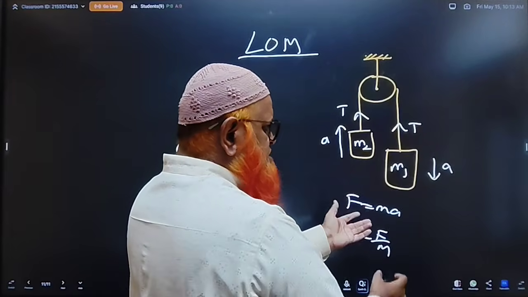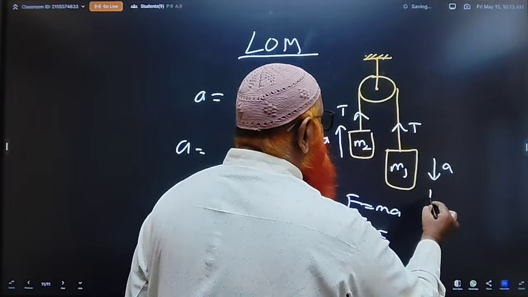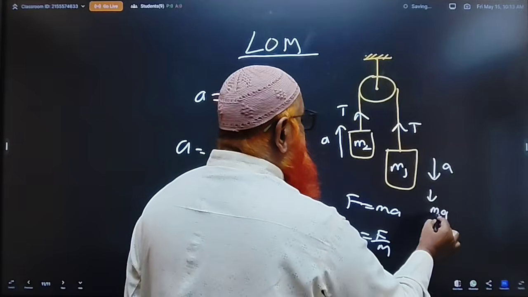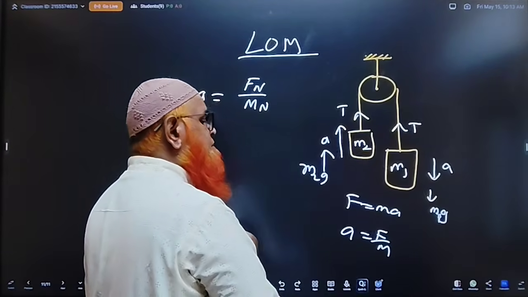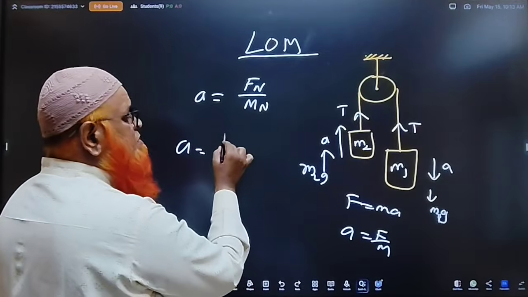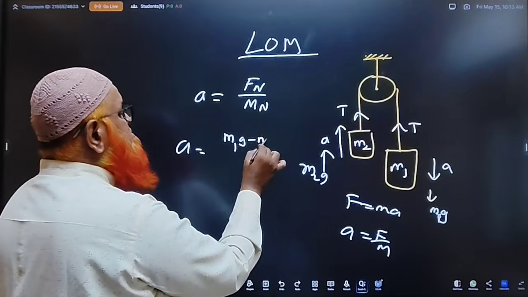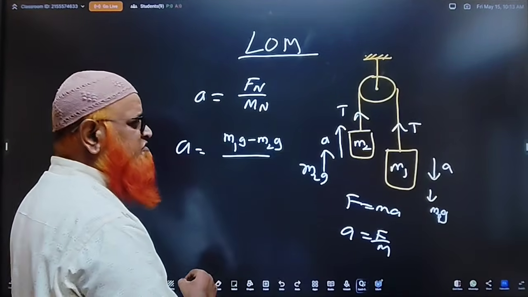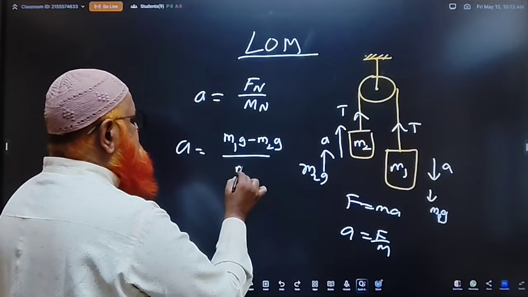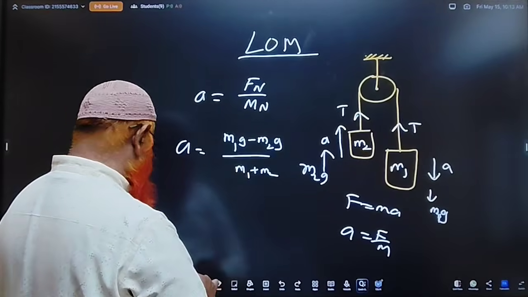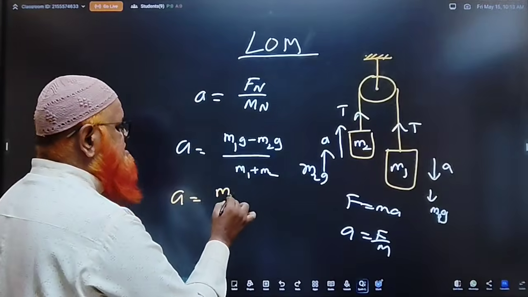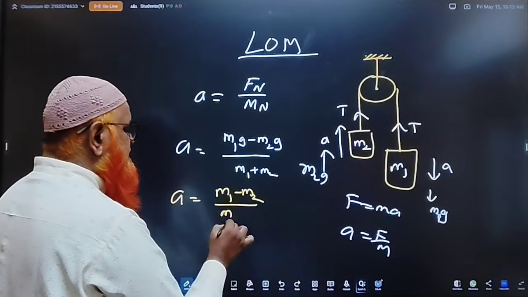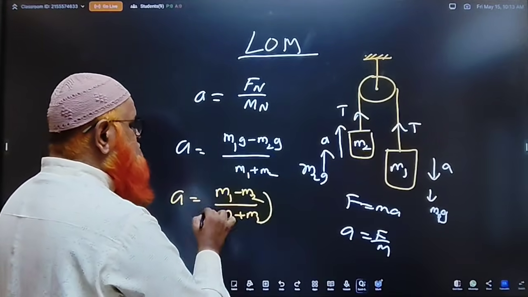One is coming downwards, one is moving upwards. So this is going to be m1g coming downwards, and this is going to be m2g which is going upwards. So net force will become how much? m1g minus m2g is the difference of the forces, and the net mass is going to be m1 plus m2. That's it. This is the simple trick I am going to apply to find the formula, that is (m1 minus m2) by (m1 plus m2) into g.